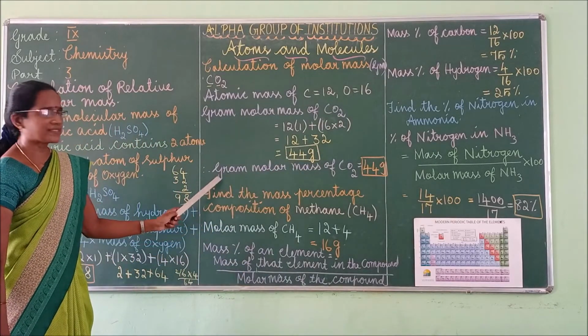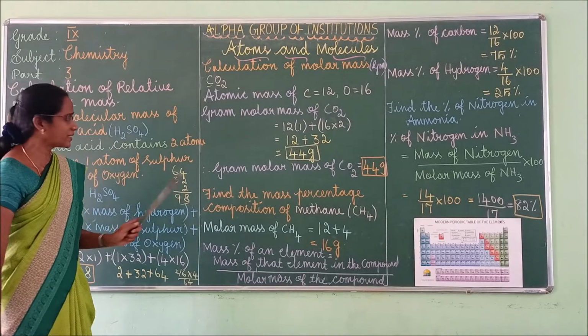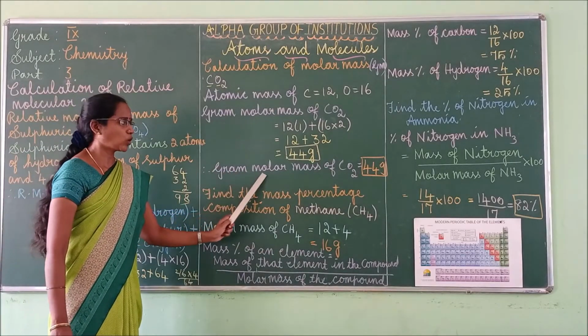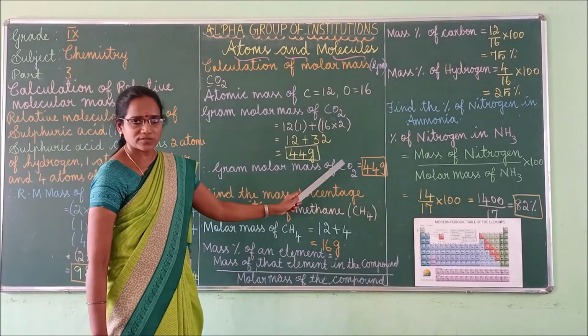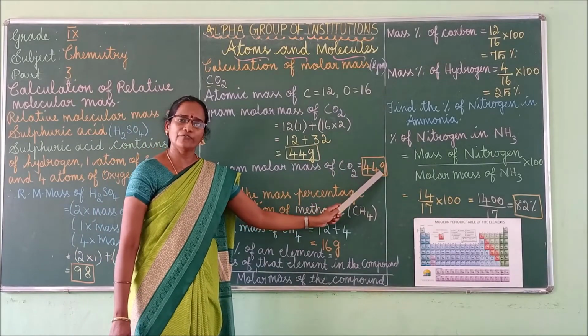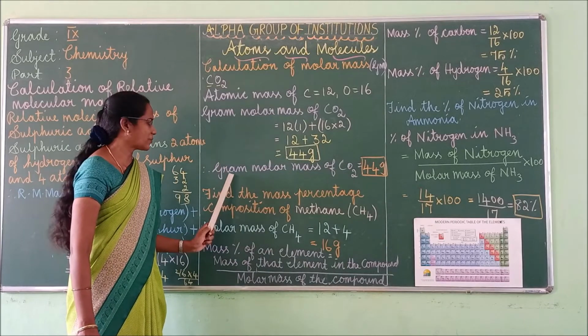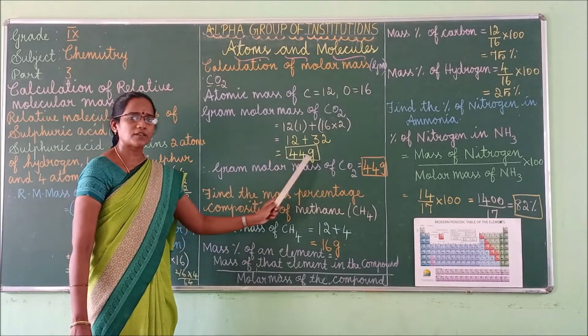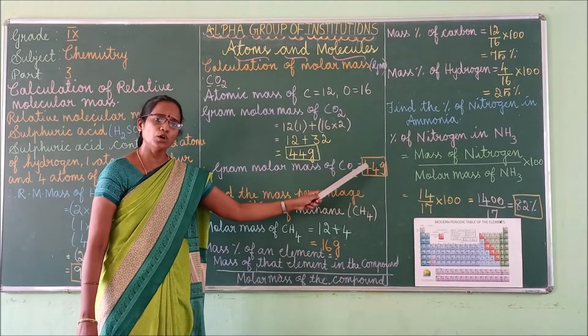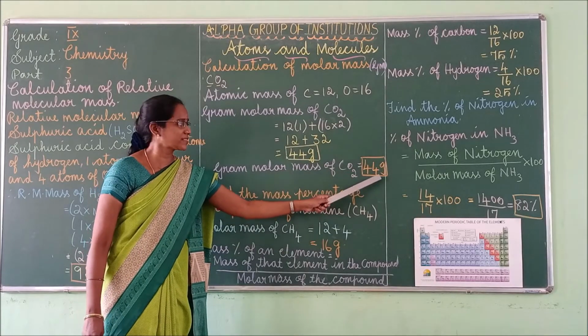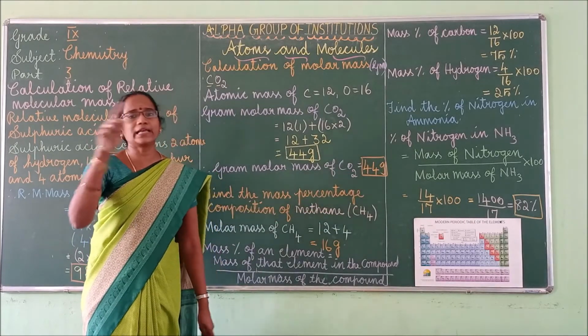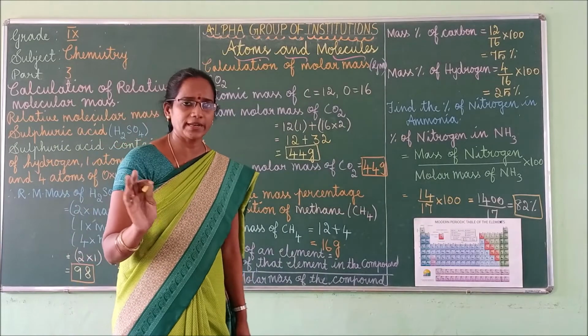So the next step, final step, you have to mention, isn't it? Therefore, gram molar mass of carbon dioxide is equal to 44 grams. Okay, you have to mention the last step, final step. Gram molar mass of carbon dioxide is equal to 44 grams. This gram is very important. Highlight the final answer. Got it?